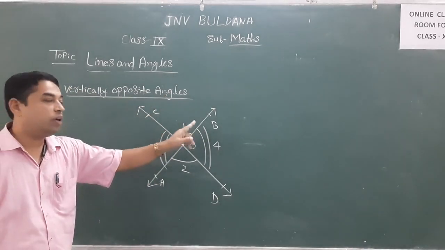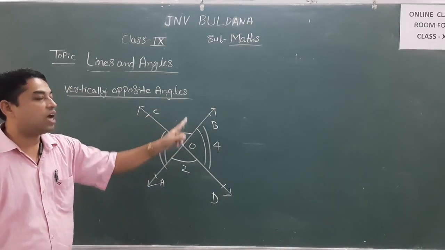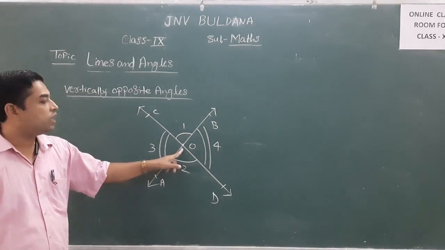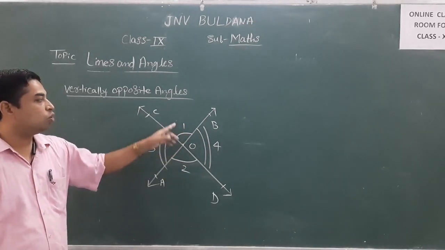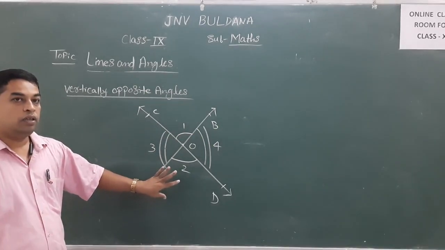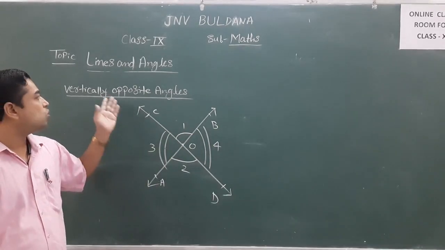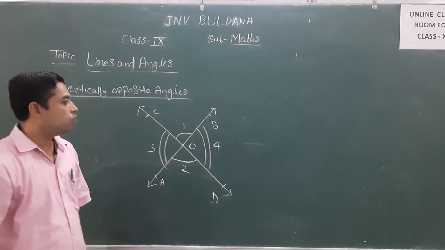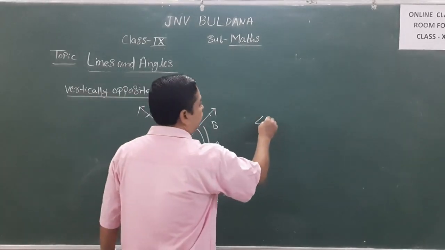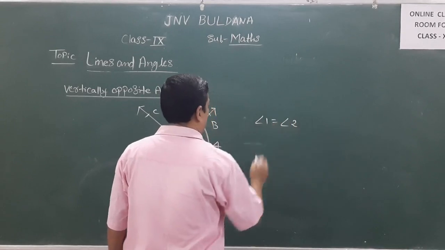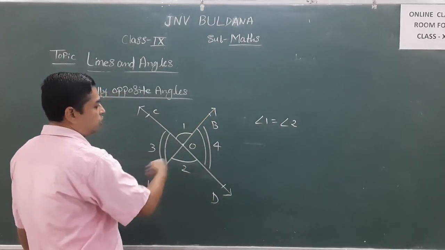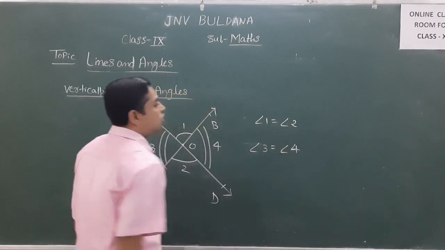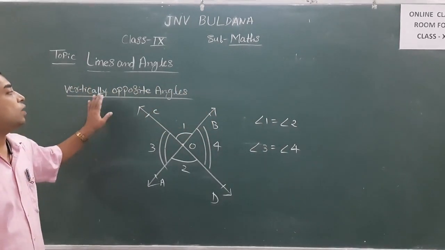They form when two straight lines intersect each other at a point. That time you will get 4 angles. The faces of the angles are opposite, and that is why they are called vertically opposite angles. So what is the property here? Angle 1 will be equal to angle 2, and the opposite pair, angle 3, is equal to angle 4. So this is called a pair of vertically opposite angles.